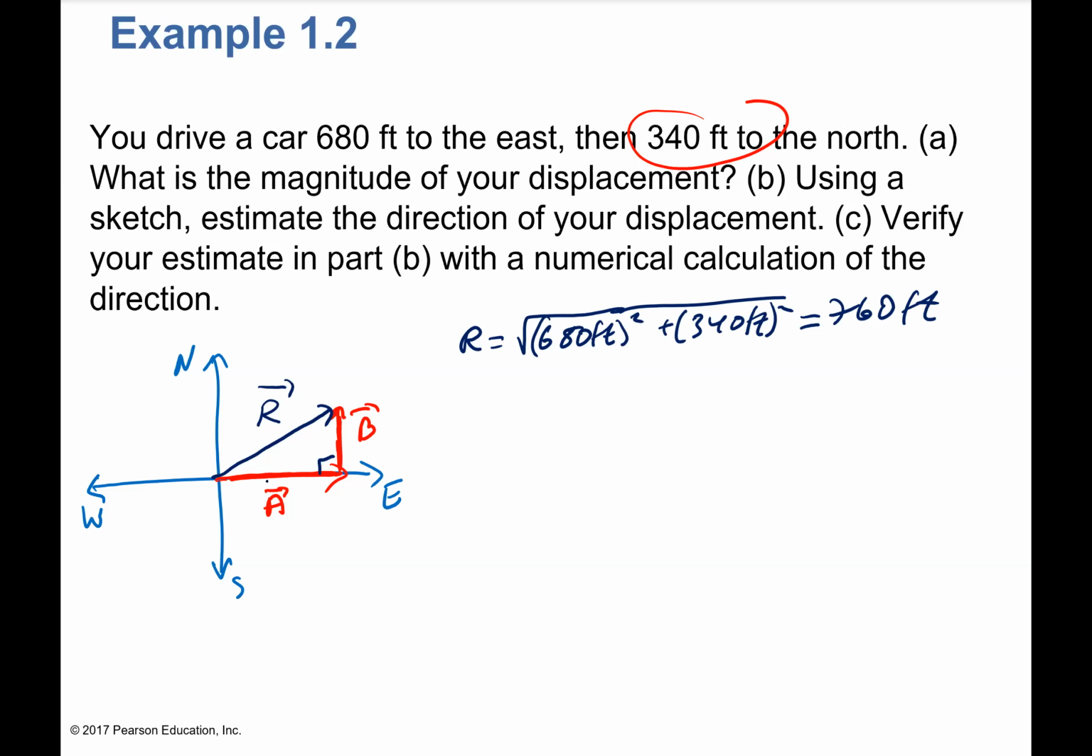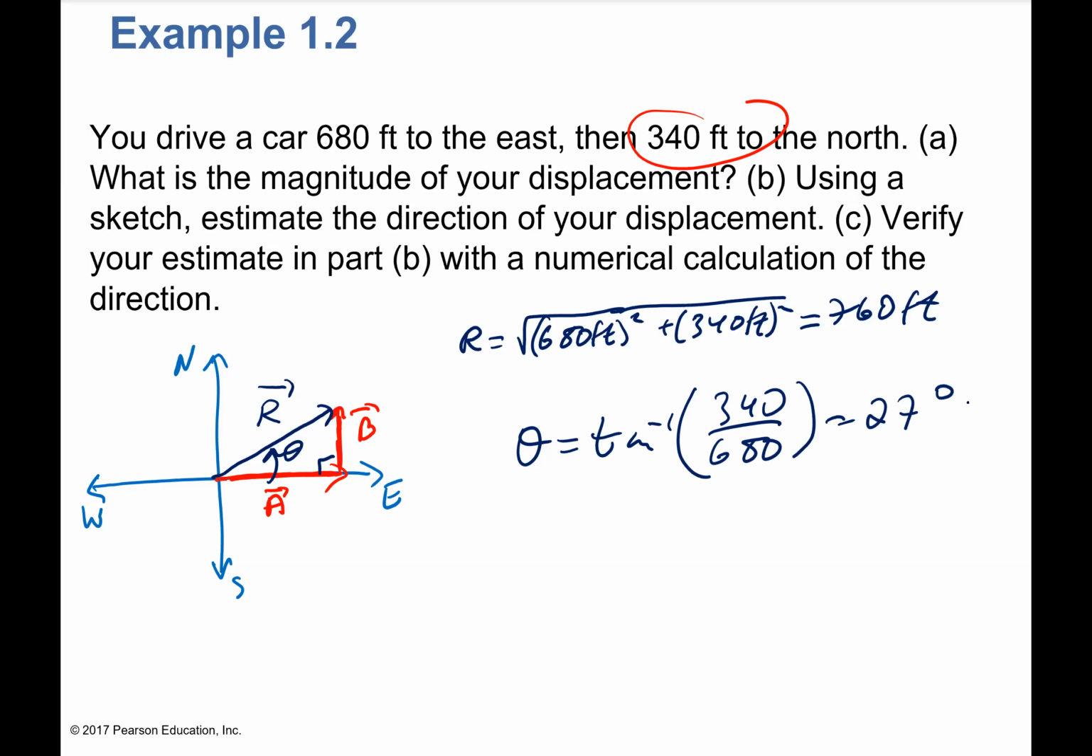Okay. All right, so it says verify your estimate with the numerical calculation of the direction. Okay, so let's calculate this theta, which we can do. You can see, right? So it can be applied to just the displacement as well, like this. So same thing, right? Inverse tangent of 340 over 680, which is nothing but 1/2. So you get 27 degrees.